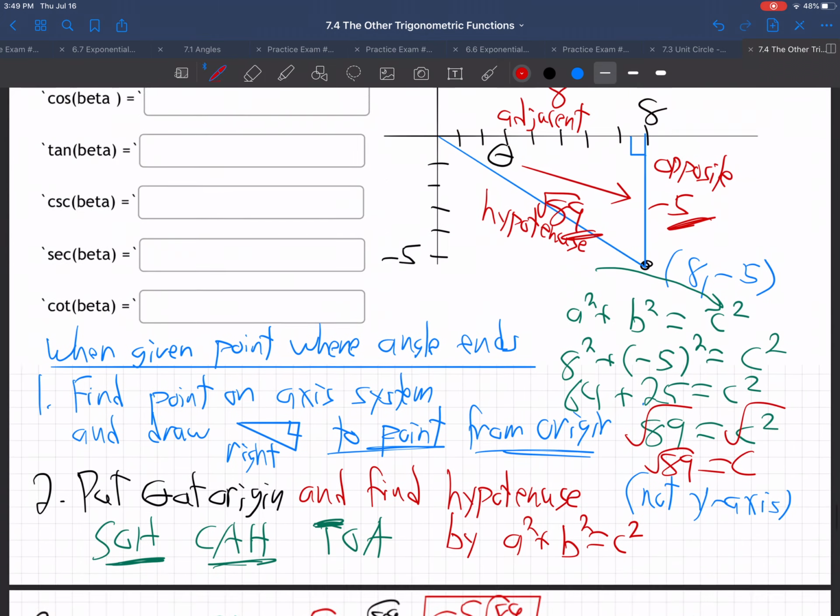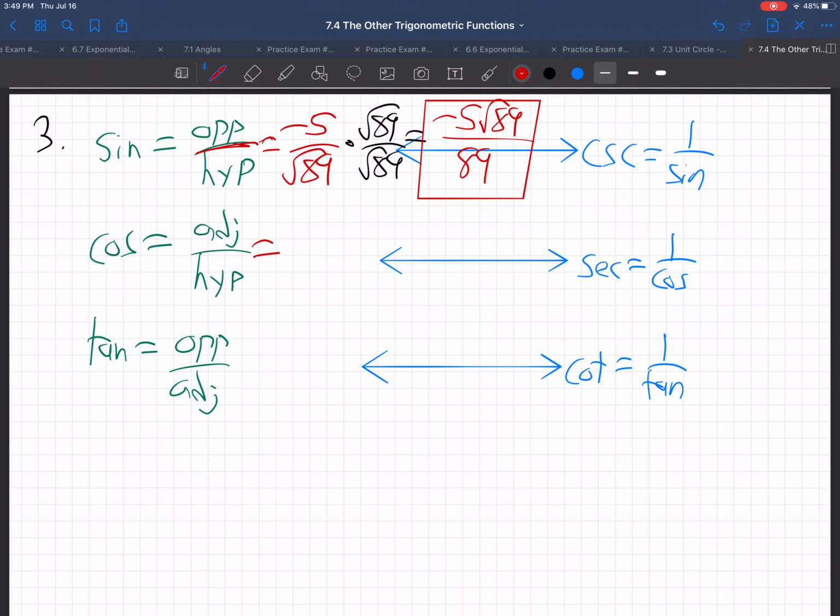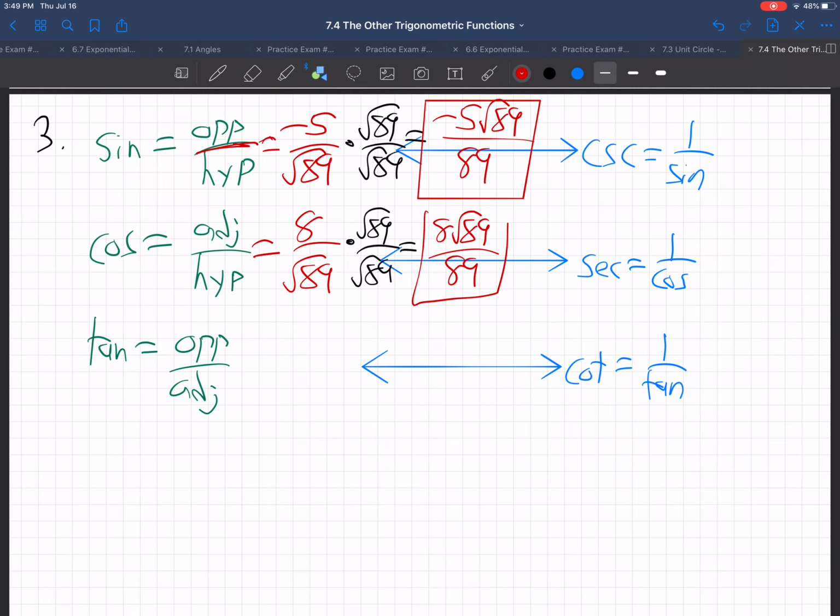Cosine is adjacent over hypotenuse. Adjacent is 8 over hypotenuse root 89. 8 over root 89. Again, can't leave a root in the bottom. Multiply top and bottom by root 89. Get 8 root 89 over plain 89.